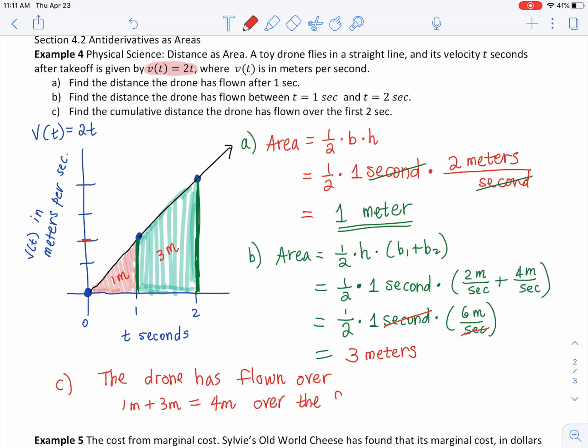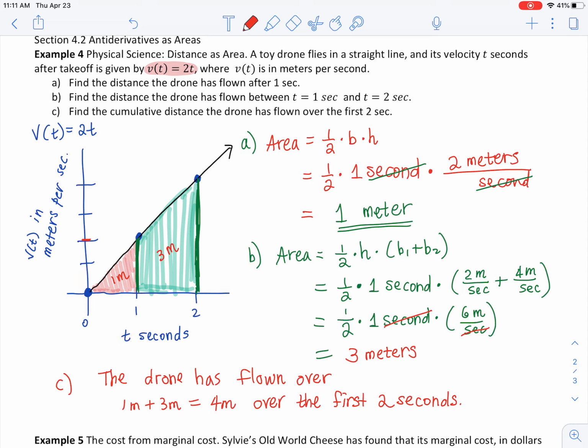So the final answer will be, I'll go ahead and write this. The drone has flown over 1 meter plus 3 meters equals 4 meters over the first 2 seconds. Ta-da! So that was fun. That's how we can use the area to answer some of these calculus problems, right?